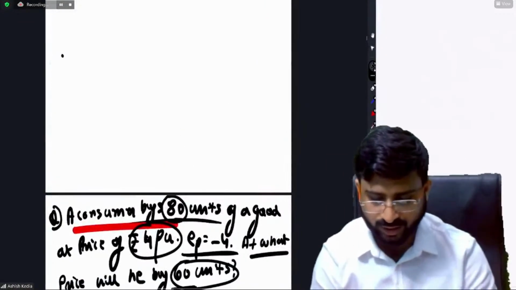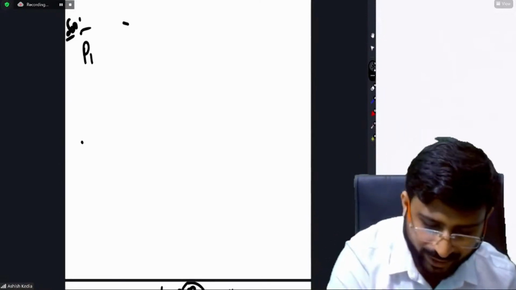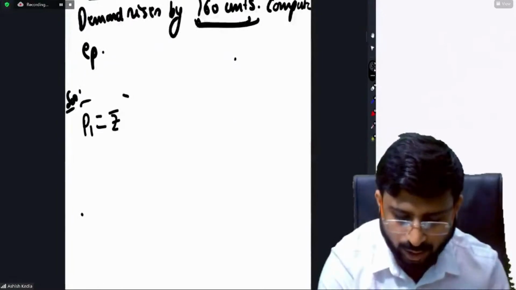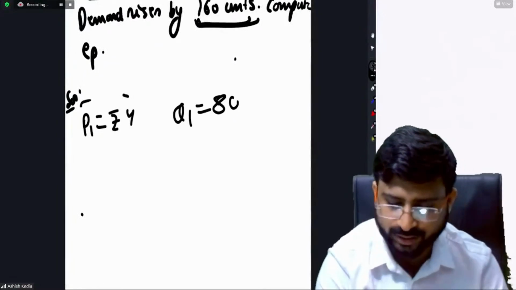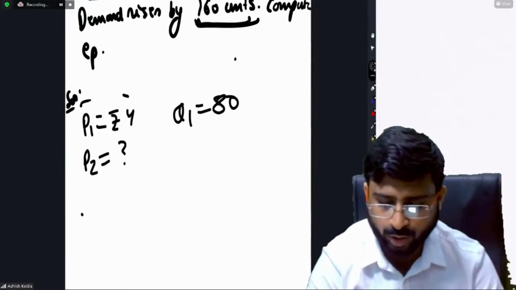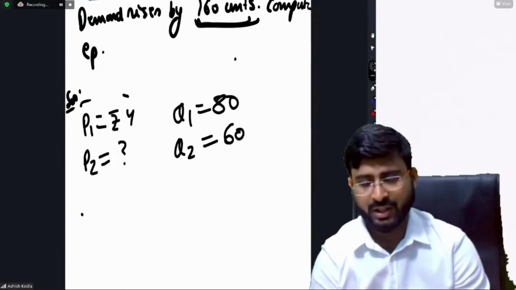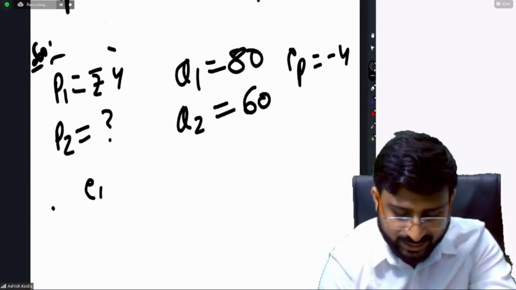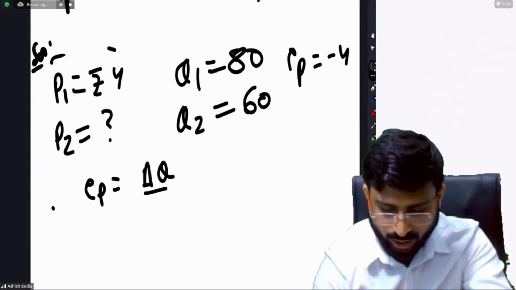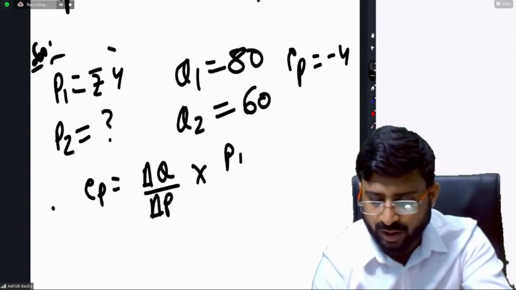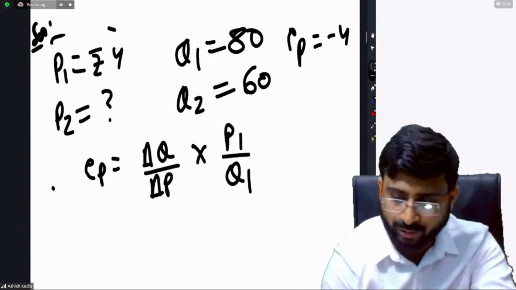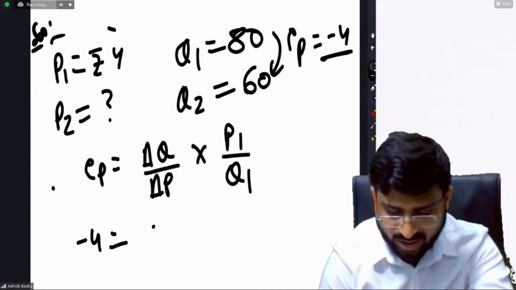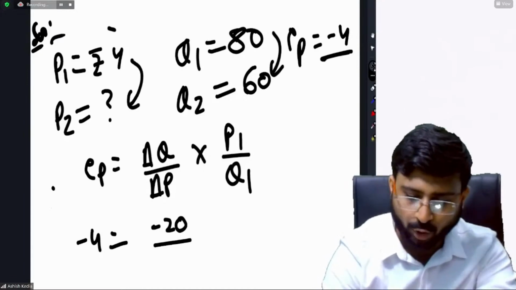Okay, I will elaborate it further. You see, original price was 4 rupees. Original quantity was 80 units. New price, we don't know. New quantity, we know, 60. Elasticity, we have been told, is -4. Now, all of us know elasticity equals change in quantity by change in price into original price by original quantity. Elasticity is -4. Change in quantity from 80 to 60 is -20. Change in price, 4 to what, we don't know.